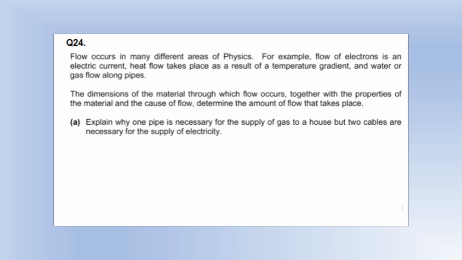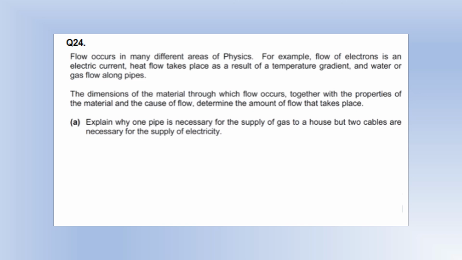So flow occurs in many different areas of physics. For example, flow of electrons is an electric current, heat flow takes place with a temperature gradient, and water or gas flowing along a pipe, that's caused by a pressure gradient. The dimensions of a material through which the flow occurs, together with the properties of the material and the cause of the flow, determine the amount of flow that takes place. Explain why one pipe is necessary for a supply of gas, but two are needed for electricity.